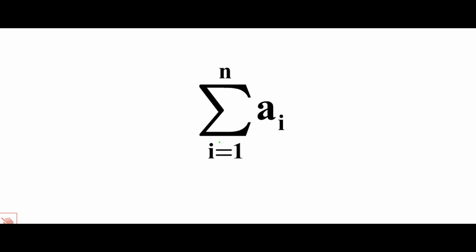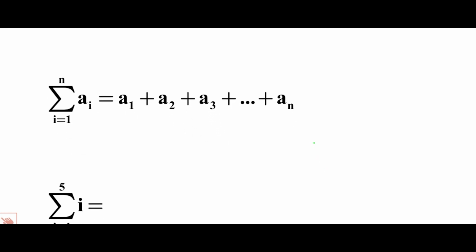Now consider the following summation. We read this as the sum from i equals 1 to n of a_i. In this notation, sigma is the summation symbol, i is called the index of summation, 1 is the lower limit, n is the upper limit, and a_i is the general term. The index starts at i equals 1, then increases by 1 each time, and stops at i equals n.